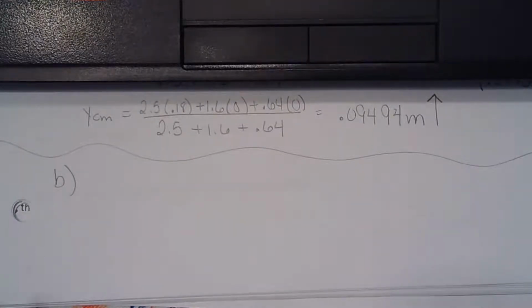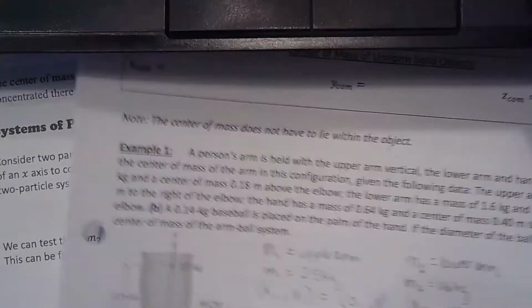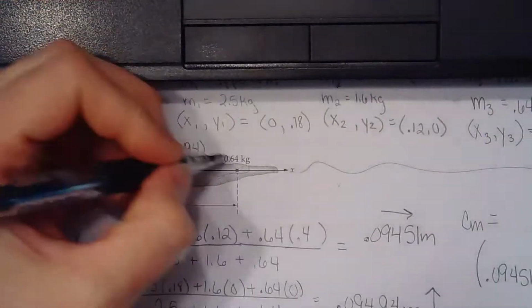Okay, everybody, I'm ready for part B. The good thing is my instincts are right, so we're just going to roll with that. Now what we're going to do is add a ball to this system. We're going to place a ball in the palm of this guy's hand right here.